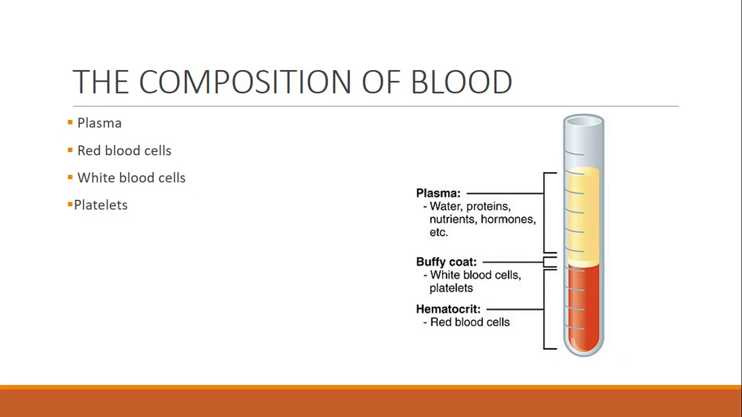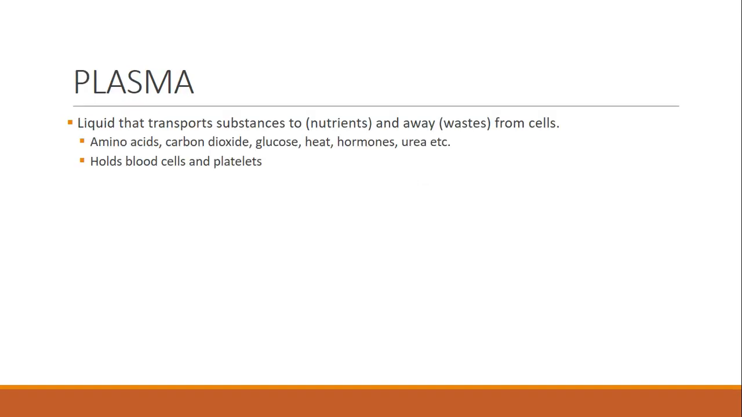The aim of this video is to give you a quick understanding of what each of these four things do. The first thing we're going to be looking at is plasma. Plasma is the liquid that transports substances to and away from the cells. This can be things like amino acids, CO2, glucose, and other things. Another important function is that it holds blood cells, both red and white blood cells, and also platelets that we will be looking at in the coming slides.